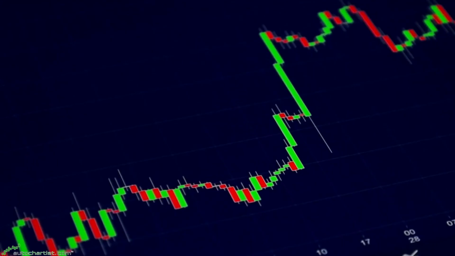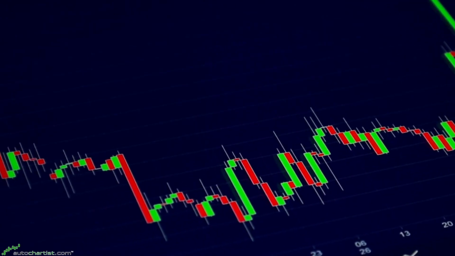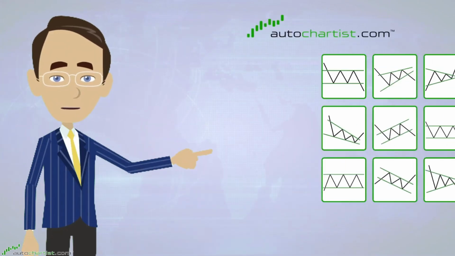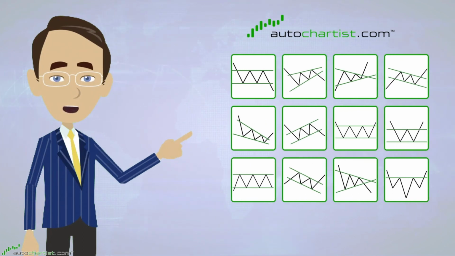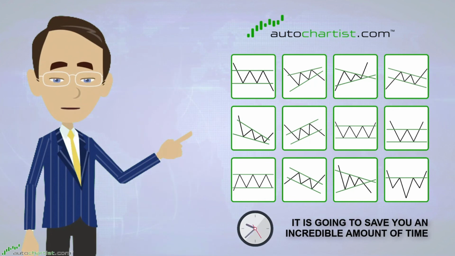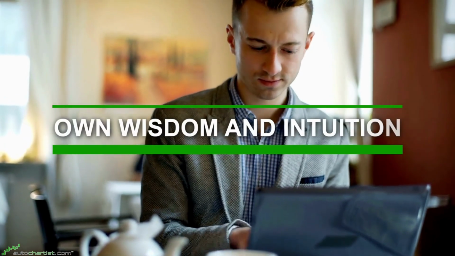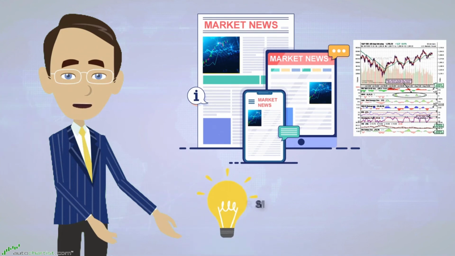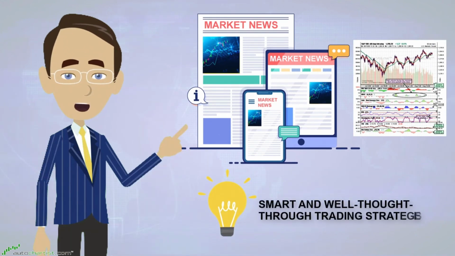There's a whole lot more to trading than simply following green up arrows or red down arrows. The aim of Autochartist is not to be an easy trading system, but if you understand what the patterns mean, then it is going to save you an incredible amount of time and make you many times more productive in your trading efforts. Use these trade opportunities together with your own wisdom and intuition, and use other market opinions and analysis types to form smart and well thought through trading strategies.